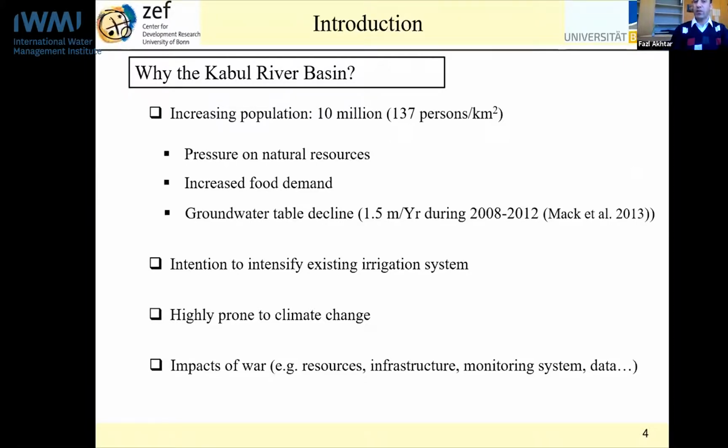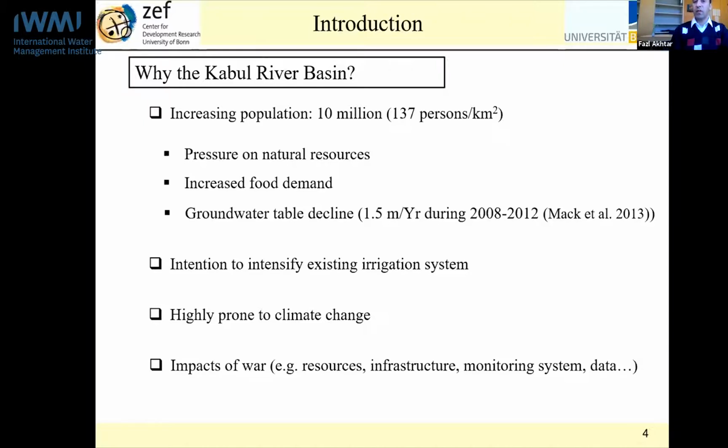Why did I choose the Kabul River Basin for this study? The Kabul River Basin is host to one-third of the country's population, almost 10 million people, plus or minus, living in this river basin. The pressure on natural resources is extremely high because the entire country has 12% arable land, and having one-third of the country's population in the Kabul River Basin highlights the pressure on natural resources in general. There is increased food demand, of course.